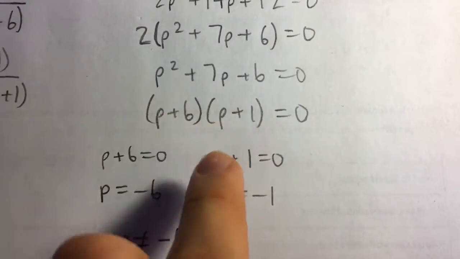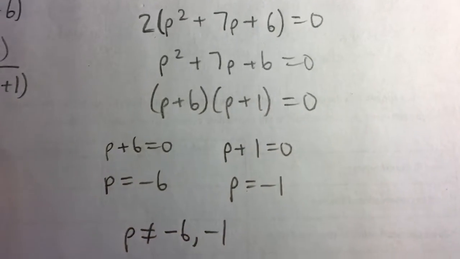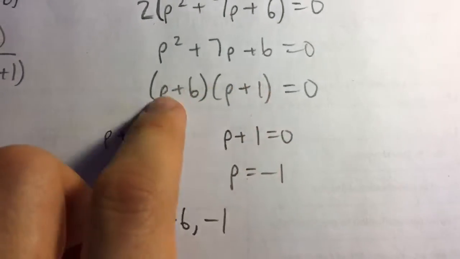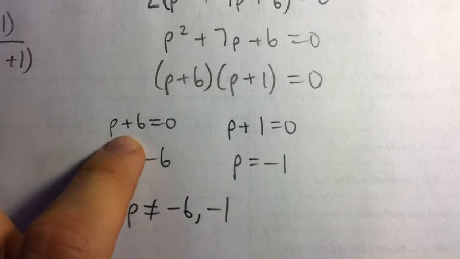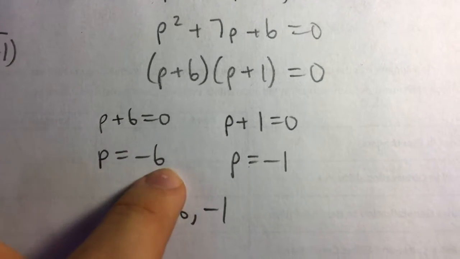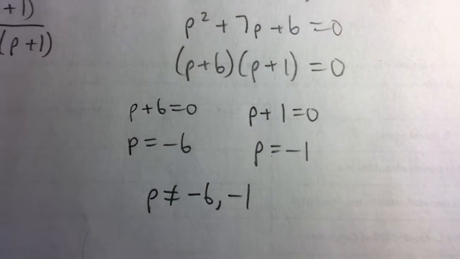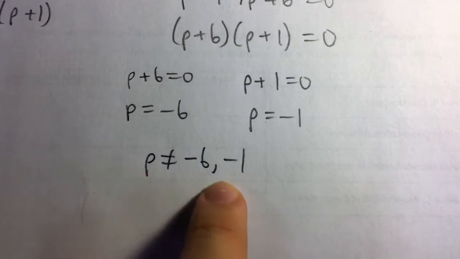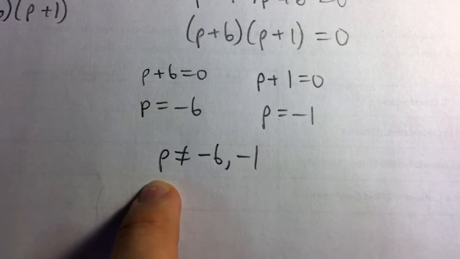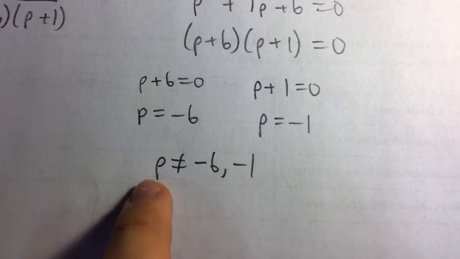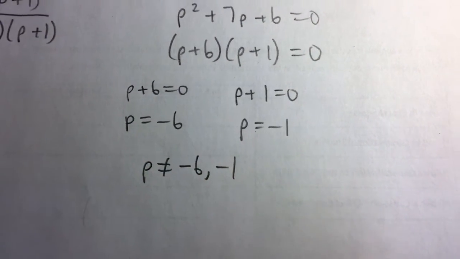So if we have two things multiplied by each other, and they're equal to 0, that means either one of them has to be 0. And so if p plus 6 is equal to 0, then p is negative 6. And if p plus 1 is equal to 0, then p is negative 1. And so the restrictions on our domain are, our domain is all numbers except for negative 6 and negative 1.